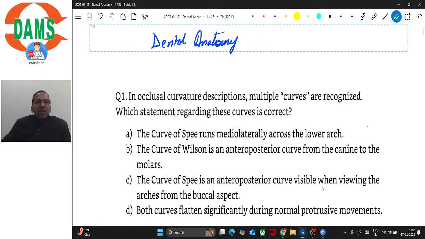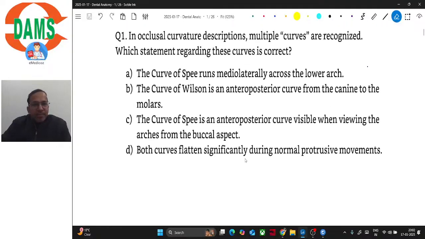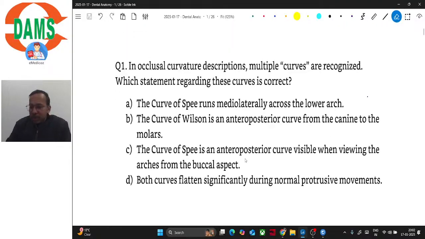So today we will be discussing some MCQs from dental anatomy, and the first MCQ is the occlusal curvature. In occlusal curvature descriptions, multiple curves are recognized. So which statement regarding these curves is correct? So you have to find the correct statement regarding the curves, right? So first statement is the curve of Spee runs mediolaterally across the lower arch.